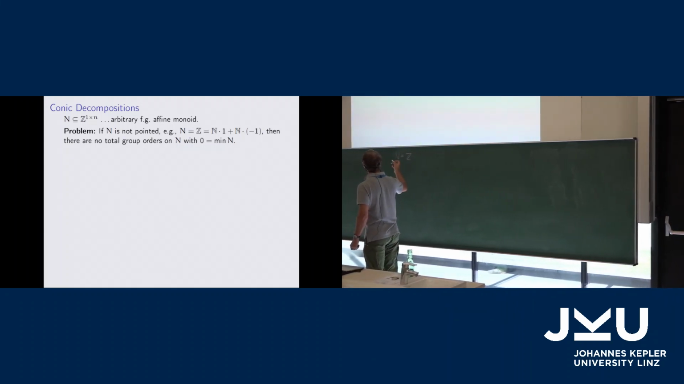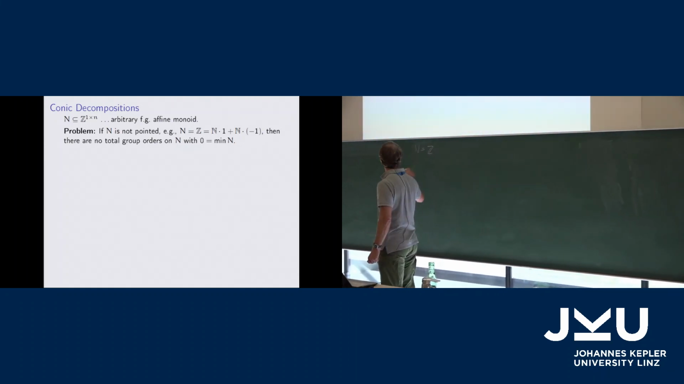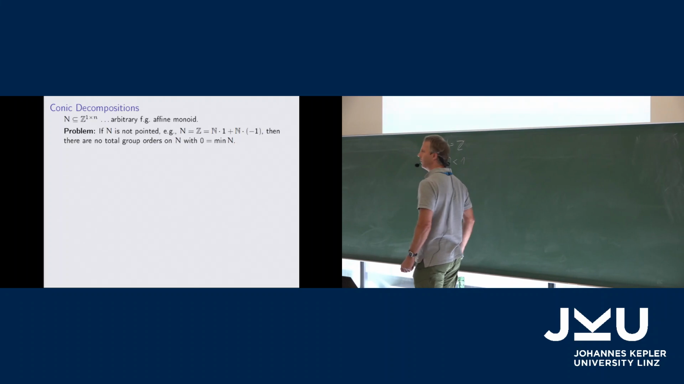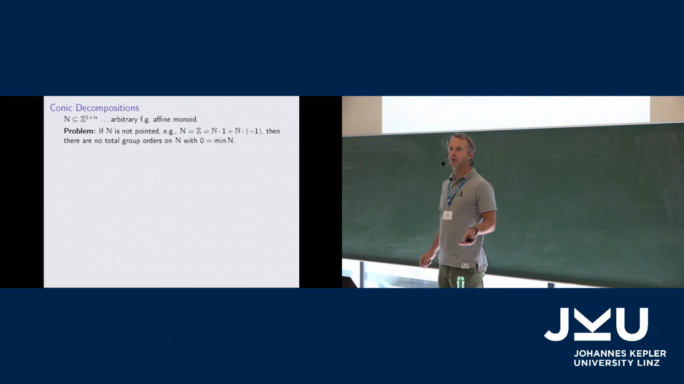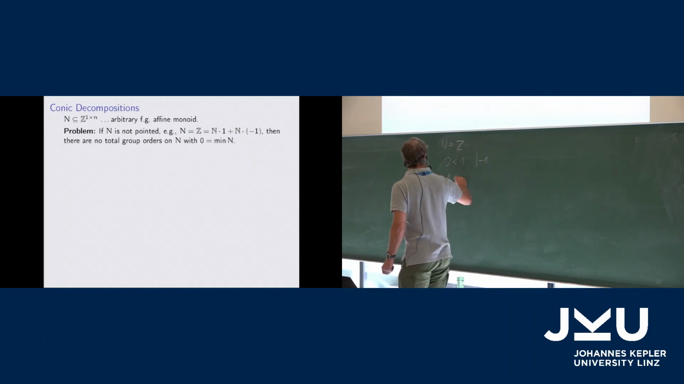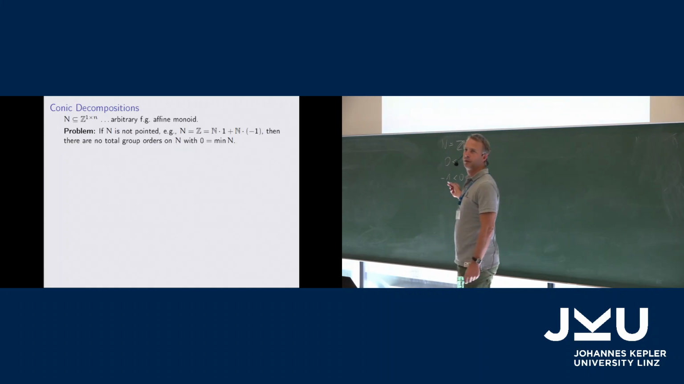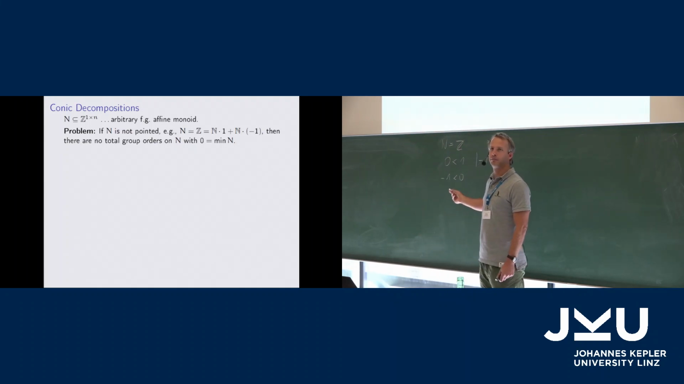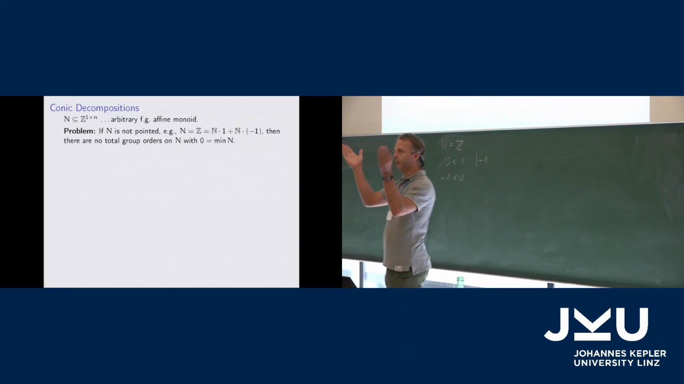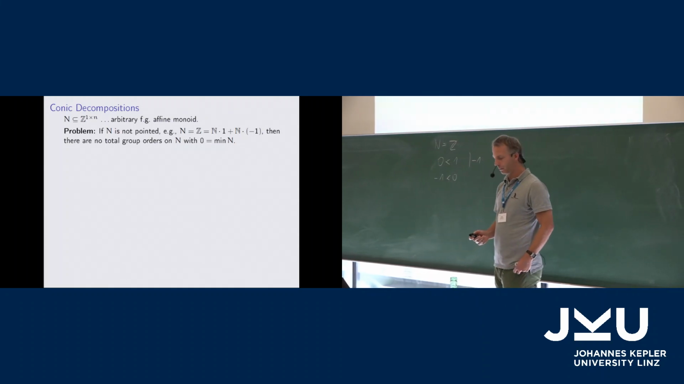So if we want to have a total order where 0 is the smallest element, then 0 is smaller than 1. And now it should agree with the addition, so we can subtract 1 from both sides and get minus 1 is smaller than 0, and so 0 is not the smallest element. So term orders only exist if the monoid is pointed, and this means that 0 is an apex.